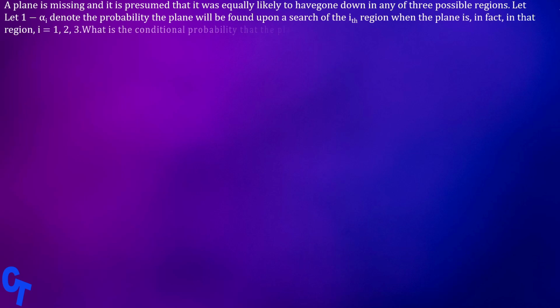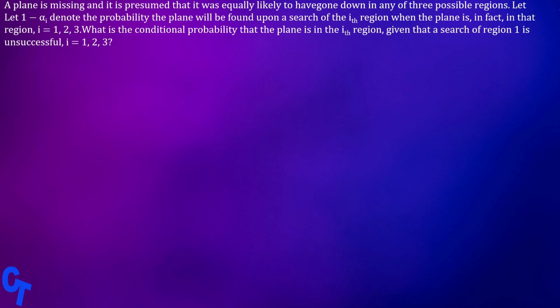The question reads: a plane is missing and it is presumed that it was equally likely to have gone down in any of the three possible regions. Let 1 minus alpha i denote the probability that the plane will be found upon a search of the ith region when the plane is in fact in that region, where i is equal to 1, 2 or 3. What is the conditional probability that the plane is in the ith region given that a search of region 1 is unsuccessful, where i is equal to 1, 2 or 3?